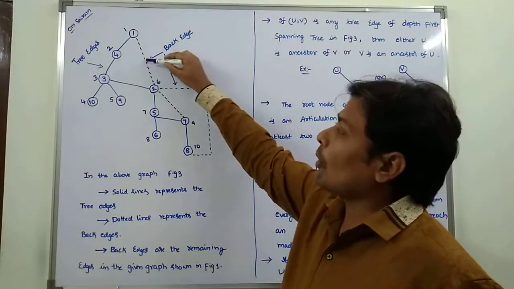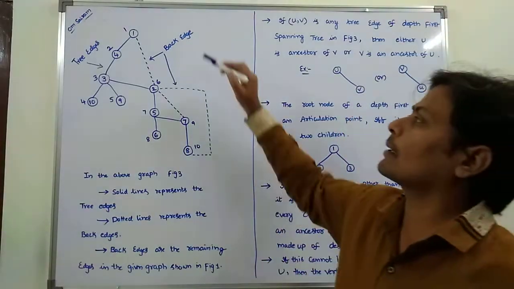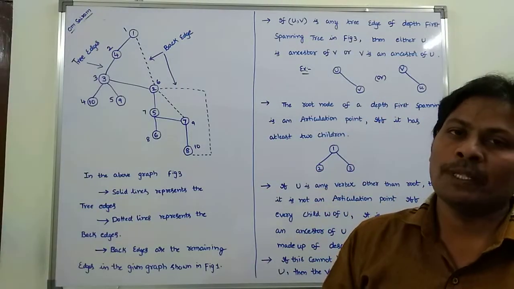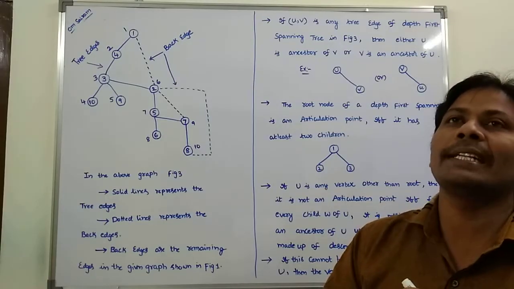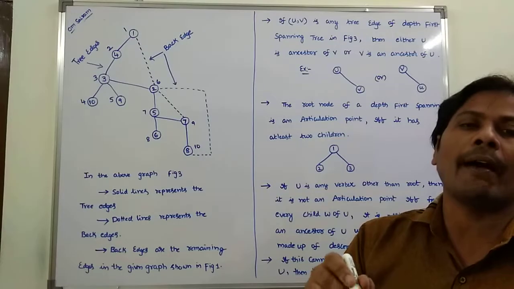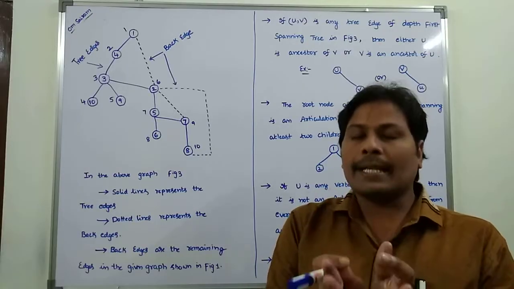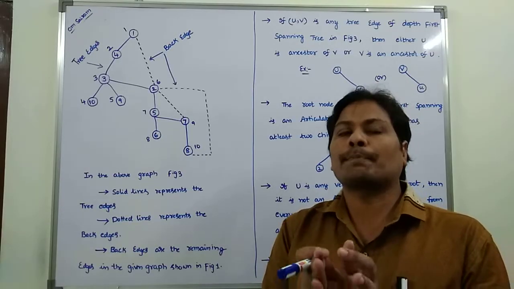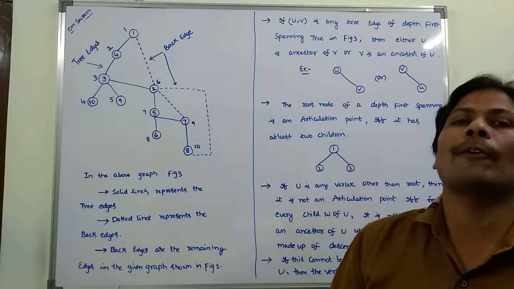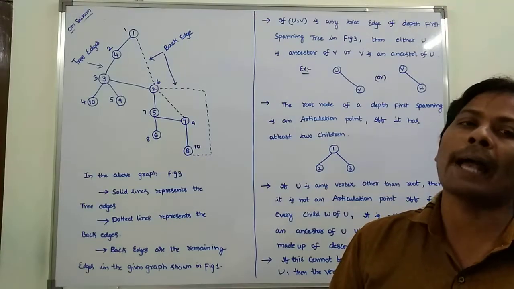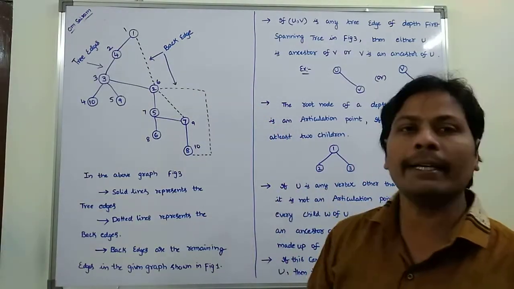Next, the dotted lines of the depth first spanning tree are called back edges. Back edges are nothing but the remaining edges present in the given graph except the edges in the depth first spanning tree. Then the remaining edges of the given graph G are called back edges. Back edges are represented by using dotted lines.